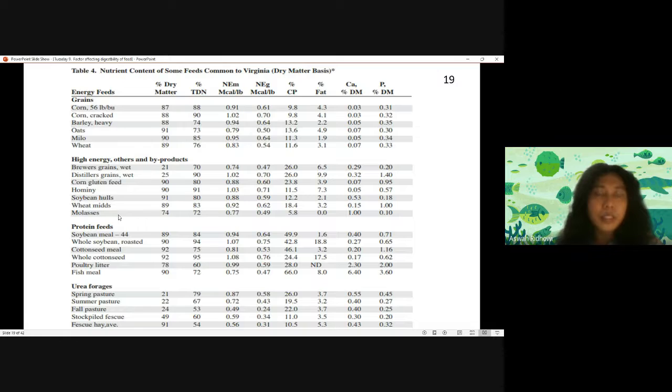another feedstuff, like from the grain here. As we can see here, the corn, barley, oat, milo, and wheat have different dry matter content and also different percentages of total digestible nutrient.